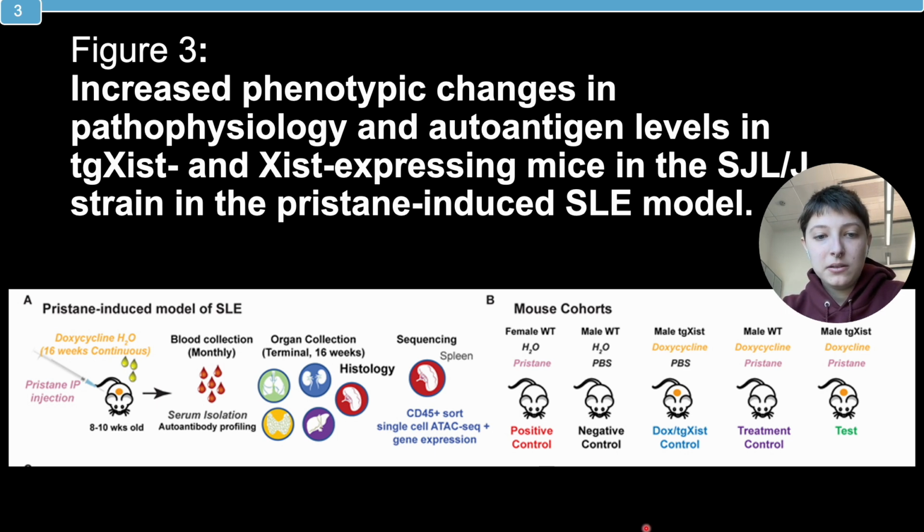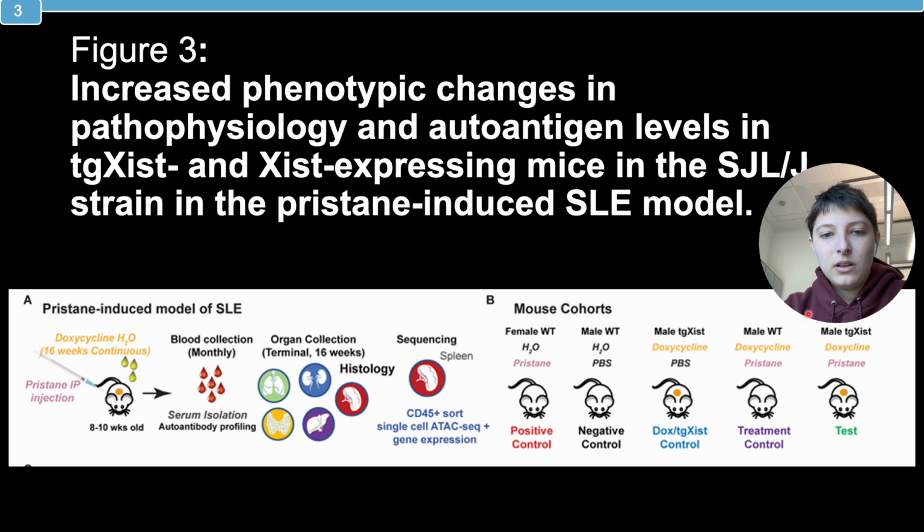And then male, so we have a negative control, we're not doing anything to that guy. And then we have this dox control, so we have the mutant males and we're adding dox to induce the expression of Xist, but we're not adding pristane. So we're not making them sort of worse off.